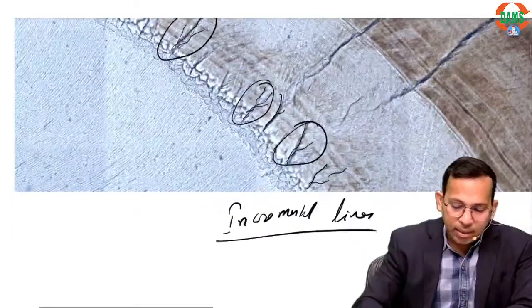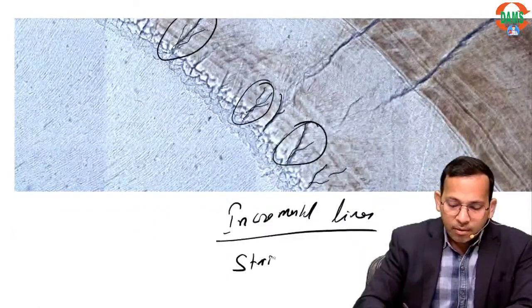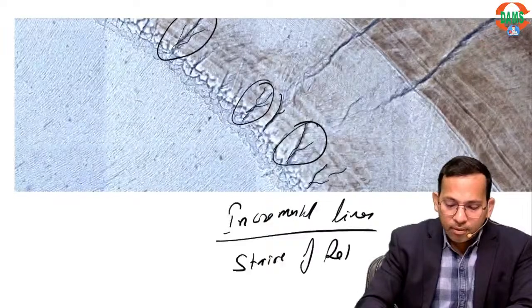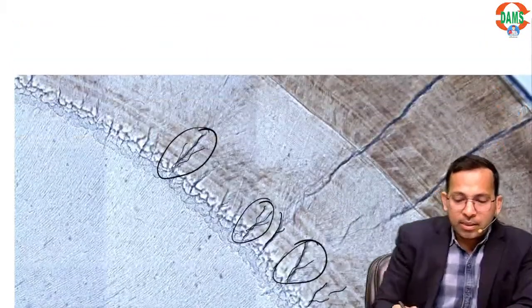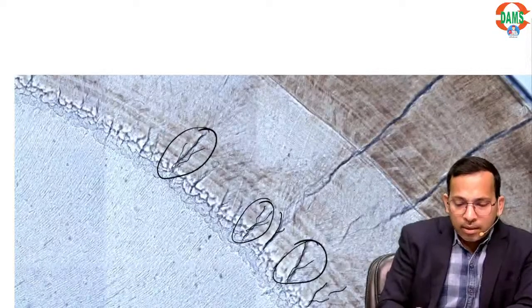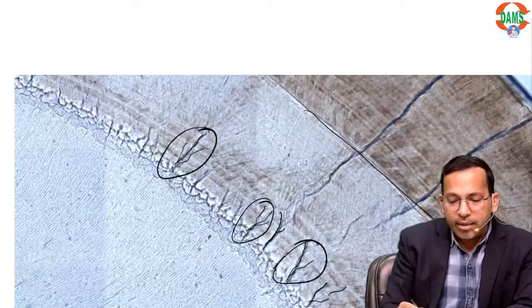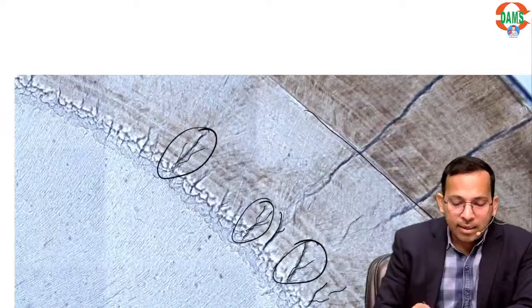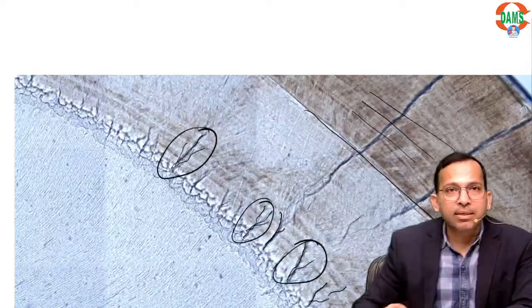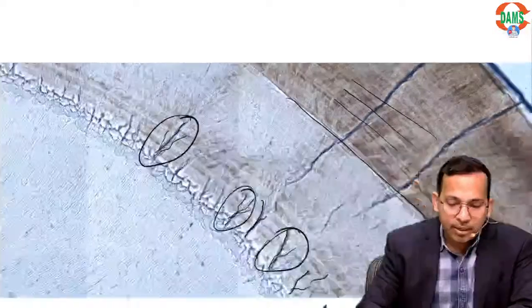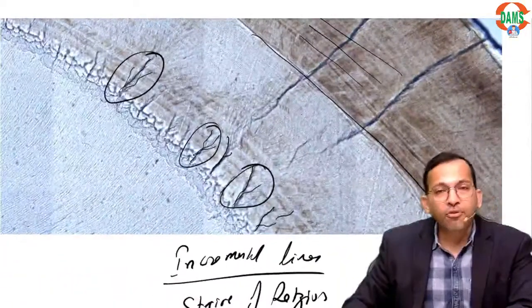Can you appreciate stria of Retzius in this diagram? As you can see, this is the neonatal line, right? This is the neonatal line, and the lines parallel to these neonatal lines, they are the stria of Retzius.